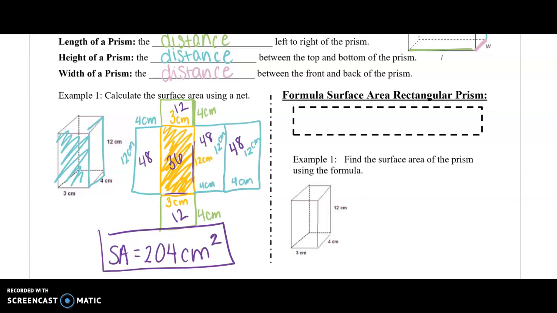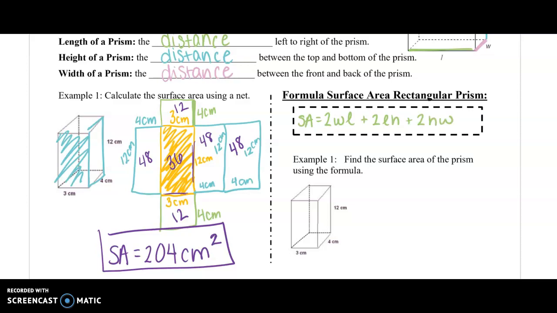That can be a little confusing. The other way is to use the formula. So the formula for the surface area of any rectangular prism is: the surface area is equal to 2 times the width times the length, plus 2 times the length times the height, plus 2 times the height times the width.